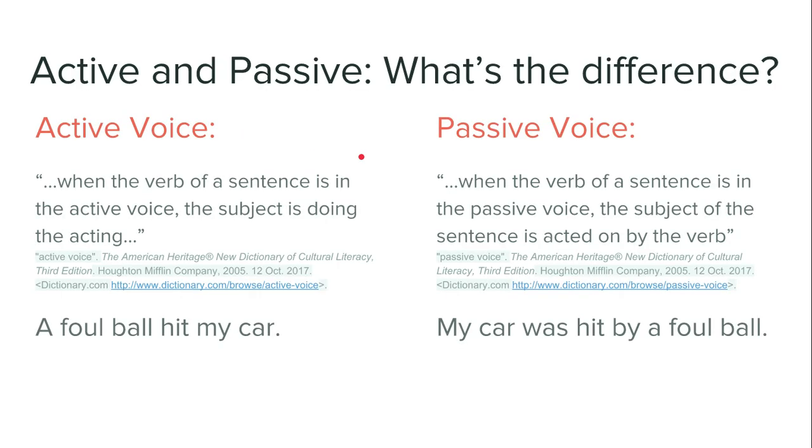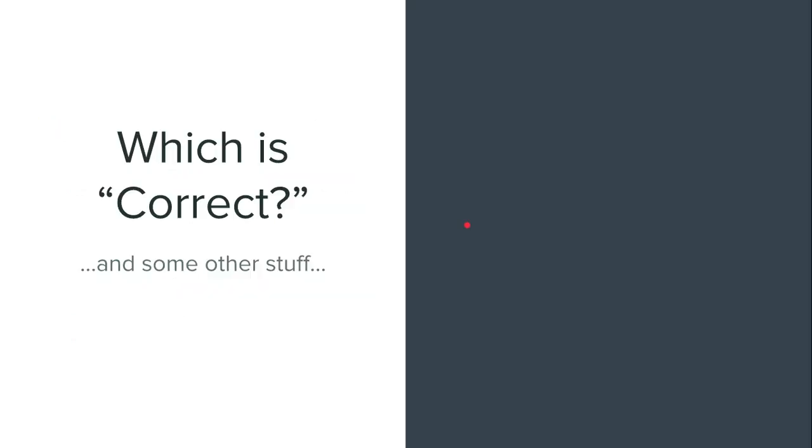All right. So quick review. A foul ball hit my car as opposed to my car was hit by a foul ball. All right. Same meaning, but they're phrased a little different. And here is the big question, which is correct? All right, because this is grammar and writing and spelling, and a lot of times your teacher's up here saying this is the right way to do it. And here's what we're going to say for that.